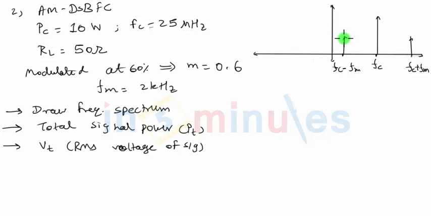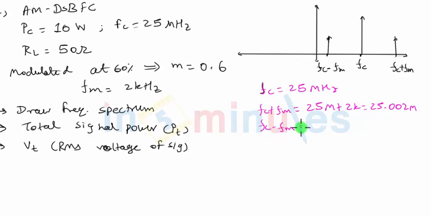If I just show the three impulses on the right hand side, the first thing we need is the values of all the frequencies. The carrier frequency in the question is given to be 25 megahertz. FC plus FM will be 25 mega plus 2 kilohertz, which is 25.002 megahertz, and FC minus FM will be 25 mega minus 2k, which is 24.998 megahertz. These are the frequency values.